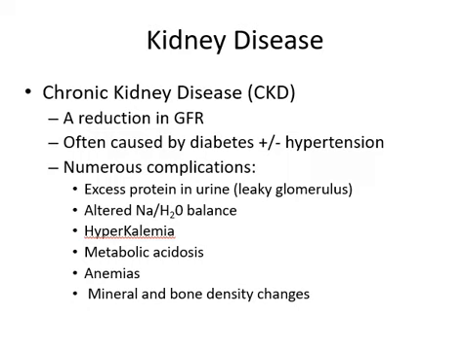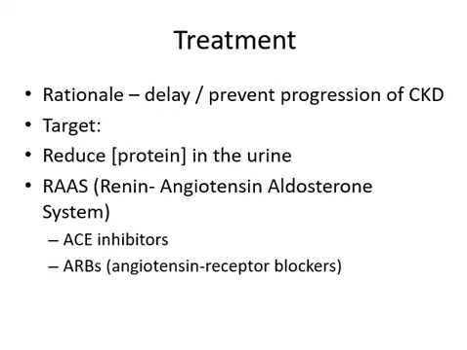When this manifests, there are numerous complications. First and foremost, we can see excess protein in the urine, which is most likely due to a leaky glomerulus. Obviously, we'll see altered sodium and water balance, the production of hyperkalemia, the production of metabolic acidosis, and in some cases anemias and changes to mineral homeostasis affecting bone density.